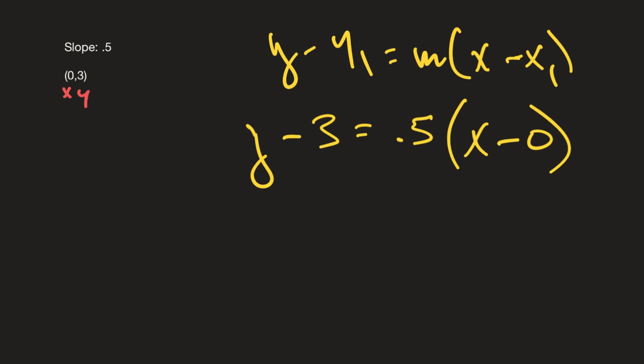Y minus 3 equals 0.5 times x minus 0. Boom, done. Just get the information into a form that will accept it. Okay? So far, so good?